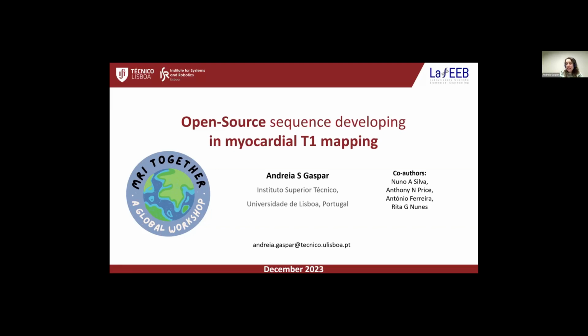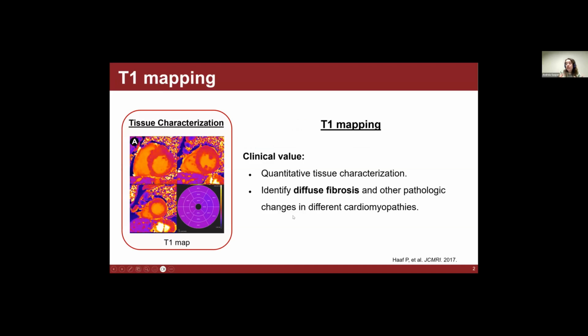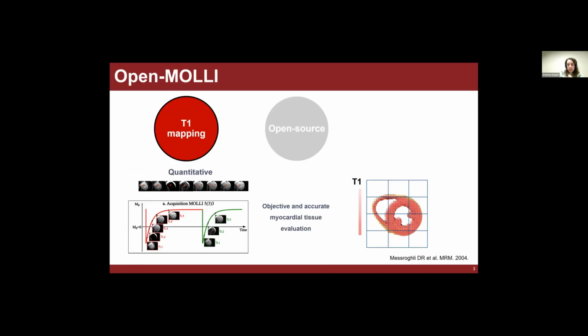So the idea here is that T1 mapping in the myocardium, like the other ones, allows a quantitative measurement of tissue characterization, and it allows us to identify diffuse fibrosis and other changes in the tissue in different cardiomyopathies. So we have this objective measurement, but like Nicola said, this can change from scanner to scanner, between vendors, if the sequence is not exactly the same.